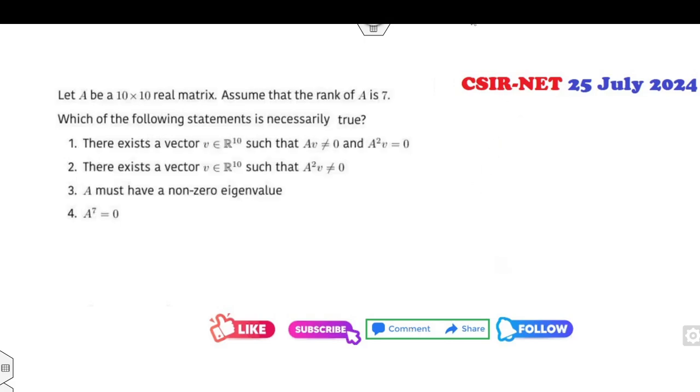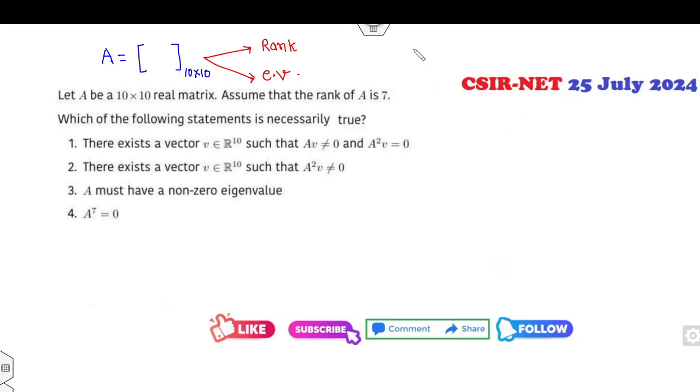Now, look at this another one. A is a 10 cross 10 real matrix. What I told you in each video: whenever you have a matrix, you can always solve the problem with the help of the rank and with the help of the eigenvalue. Always remember, whatever the problem is, you can solve it with the rank or eigenvalue.